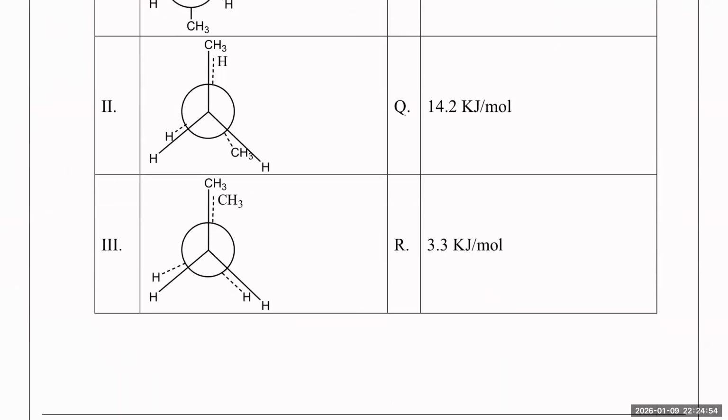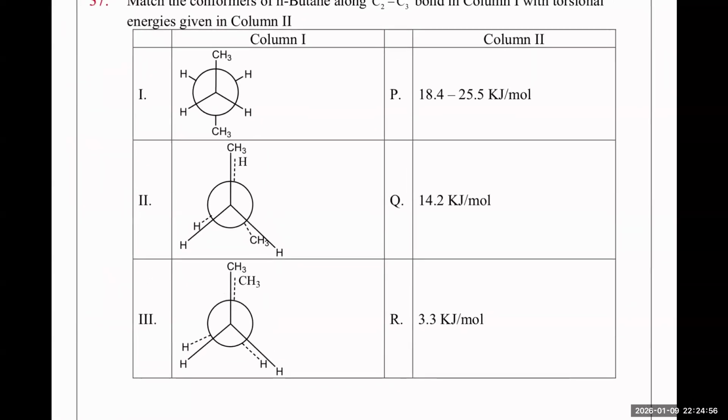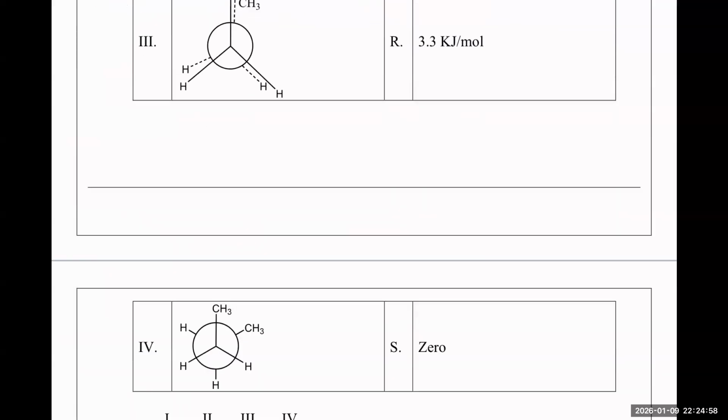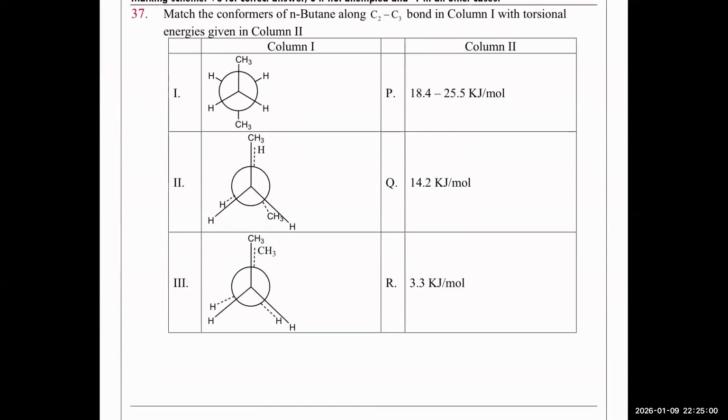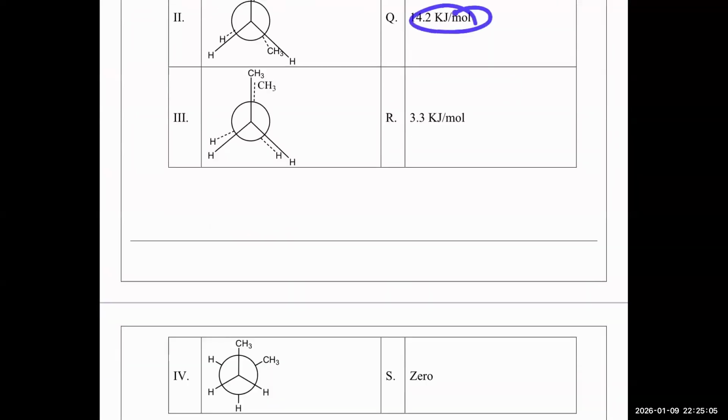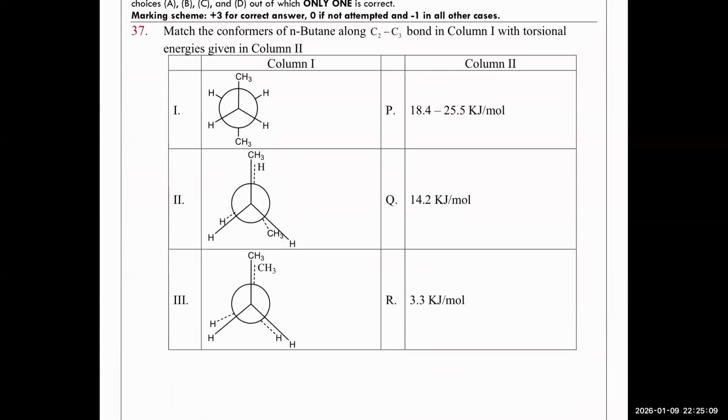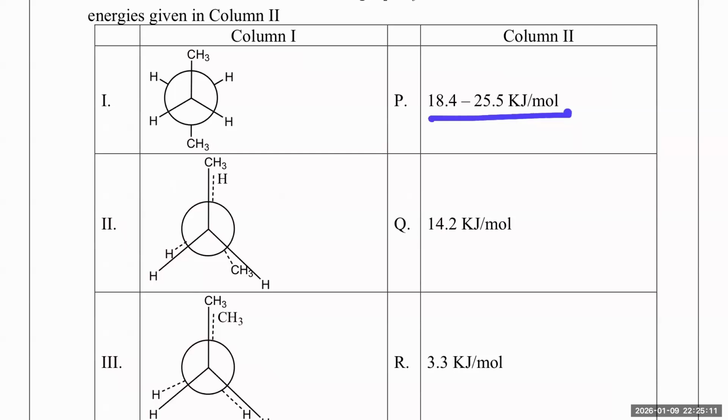Okay, next. Now, given these cases, we need to figure out the highest value is for this one. The second highest value is here. Third highest value, fourth highest, and the least value is here. So clearly you can assign the highest value to fully eclipsed.